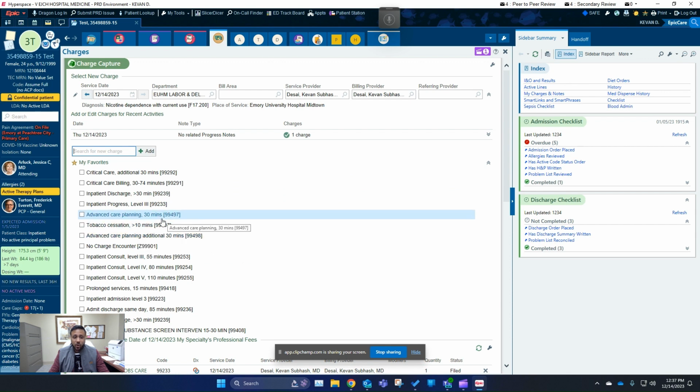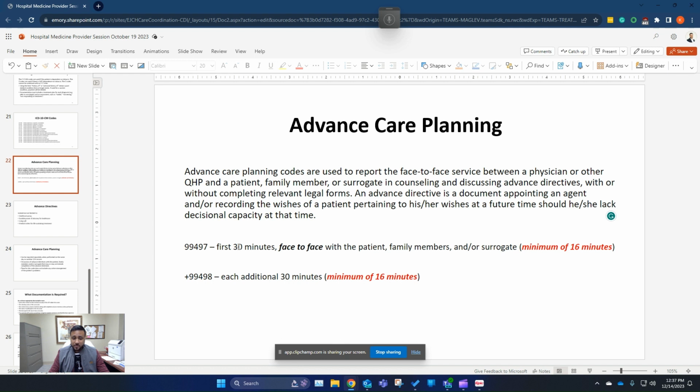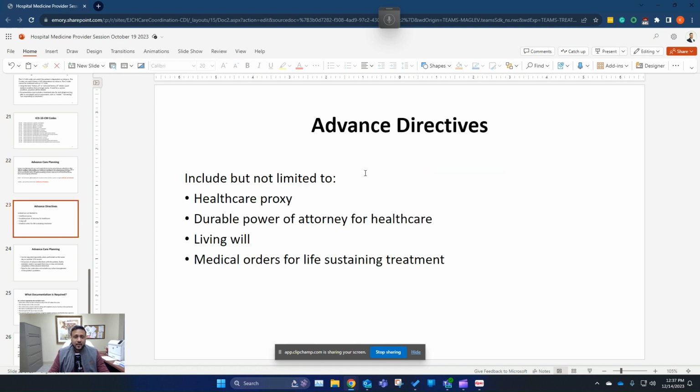In order to then use the 99498, which is an additional 30 minutes, you first have to use all the 30 minutes discussing advanced care planning with this patient. And then if you go over by an additional 16 minutes, you can then bill a 99498 on top of the 99497, saying that you spent more than 30 minutes discussing this whole thing with the family, caregivers, or whoever is at bedside.